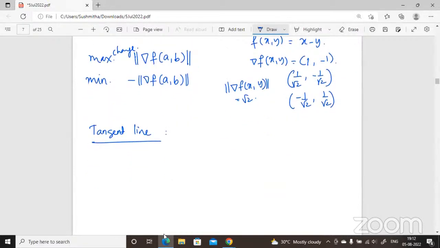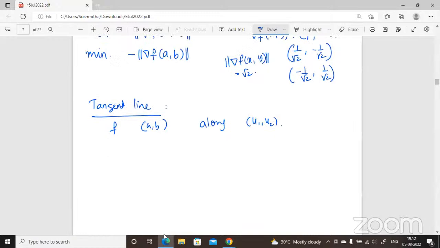Okay, what is the equation of the tangent line? So how do we find the tangent line? You'll be given a function, a point, and a direction. So let's call the point a comma b, along the direction, say, u1 comma u2. Then how do we find the tangent line? x is equal to a plus t u1.